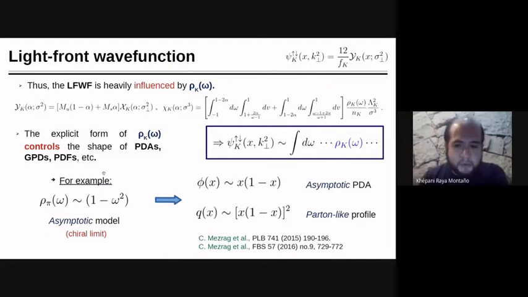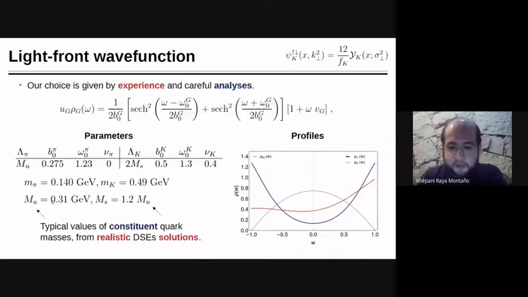Now, to study this influence, think about the chiral limit and take this asymptotic model. We produce the asymptotic profile of the PDA and the parton-like profile of the PDF. If we put a power nu over here, we will get the power nu here and the power nu here. So this has a strong influence on the distributions we compute. Our choice is merely given by experience and analysis, is this form.